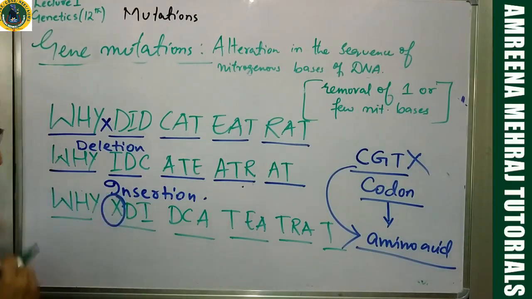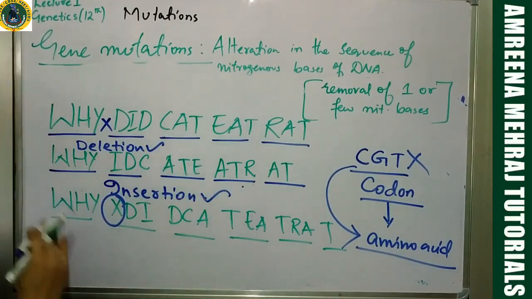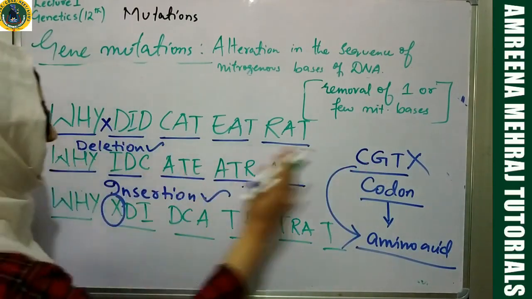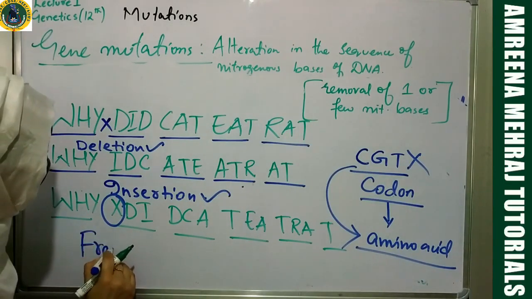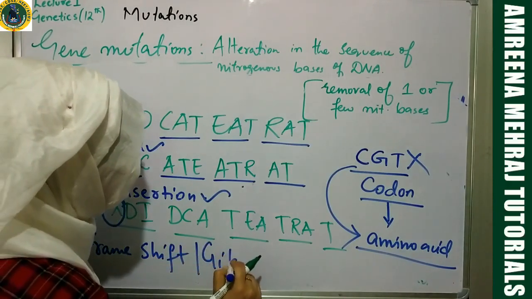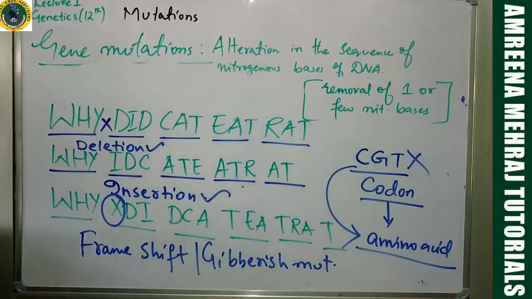This happened when we did insertion of X. So both in case of deletion or in case of insertion, your entire frame of a gene is getting changed. This reading frame is getting changed. That's why we call it a frameshift, or a gibberish mutation. So such mutations can happen in your DNA.